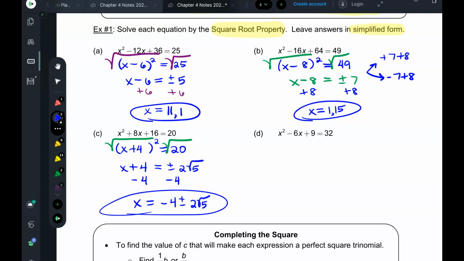You can't simplify this any further, because there's no square root. Exactly. Okay.